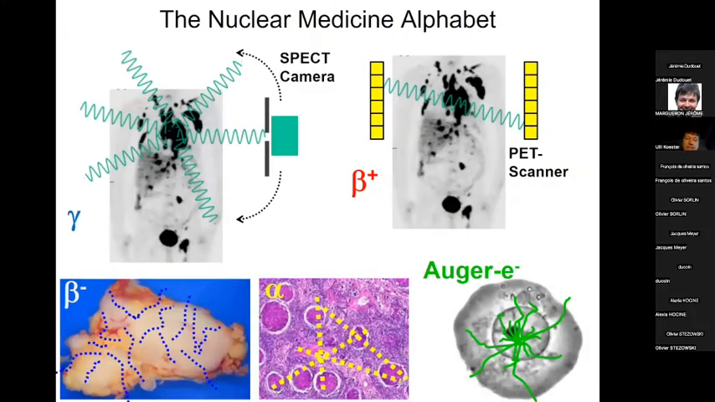Now, obviously, we need different types of emission because we are using different techniques. Here on the top, we have the imaging methods, where single photon emission computed tomography will scan individual gamma lines, and positron emission tomography will use annihilation radiation.